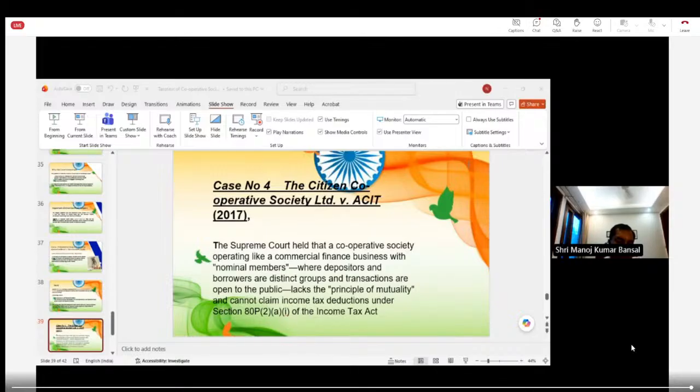The annual return is also there, which is to be filed in form number 9, and the last date for filing form number 9 is 31st December every year for that particular financial year. Means if the year is closing on 31st March 26, then the date of filing the annual return is 31st December 26. This is all I want to say, and thank you very much for hearing me.